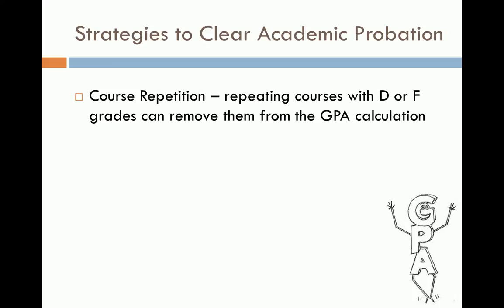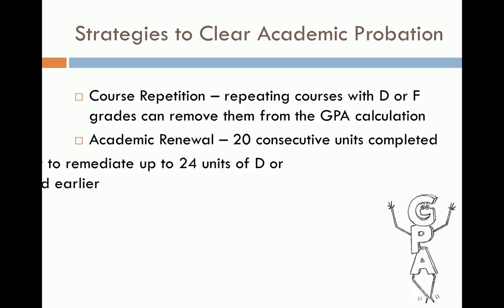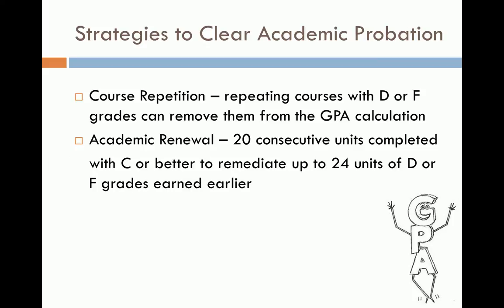your GPA. Another strategy that you may choose to employ to remediate D or F grades and raise your cumulative GPA is a process called academic renewal. If you complete 20 consecutive units or more with C work or better beginning with the semester after your last D or F, you can petition the college to remove up to 24 units of Ds and Fs from your GPA calculation. Once again, the original letter grades will still be on the transcript with the notation of academic renewal, but those grades will no longer be factored into your GPA. Academic renewal can only be done one time. To determine whether you should repeat a class or participate in academic renewal, you should meet with a counselor.